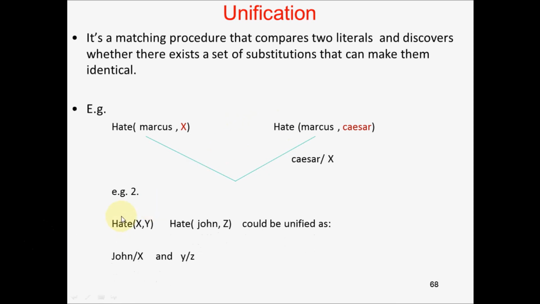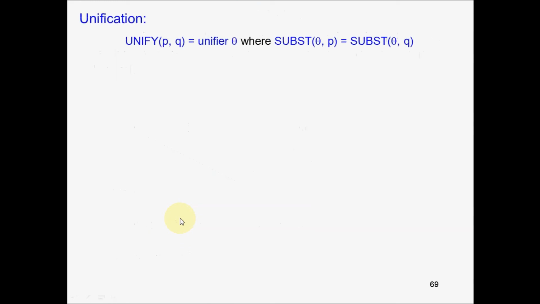Second example, suppose I have Hate(x, y) as one literal, and the second literal is John hate z. They can be unified if and only if the first substitution theta 1 is such that x is replaced with John, and z is replaced with y. If both these substitutions are carried out, then both these literals can be unified. So in general, how does this unification algorithm work? So this is the unification procedure.